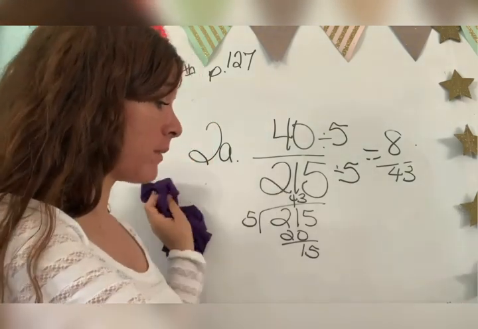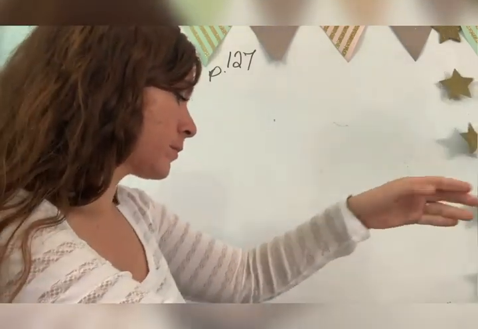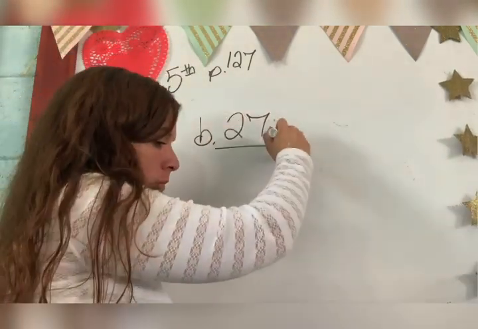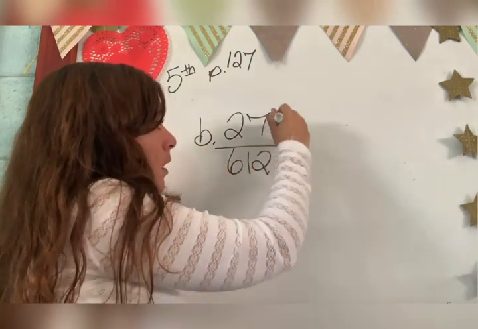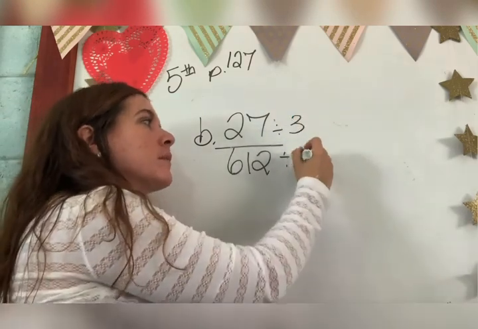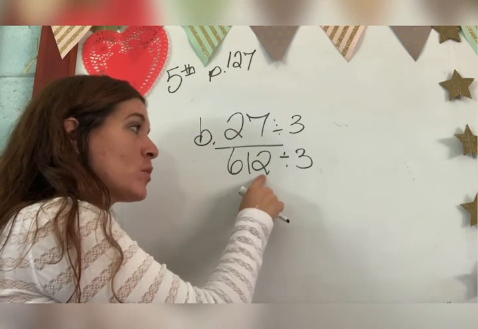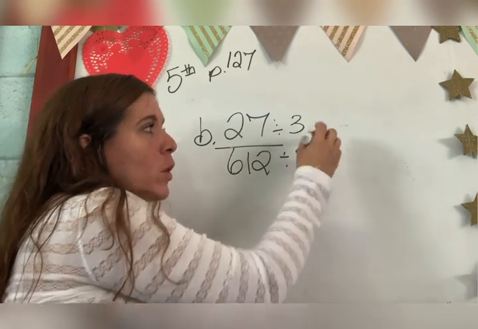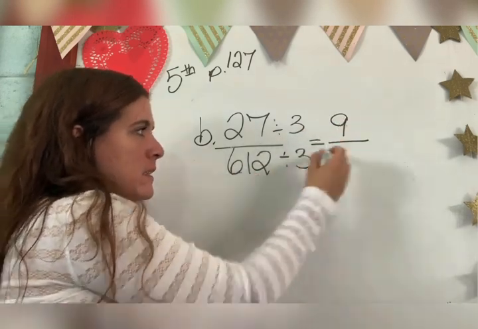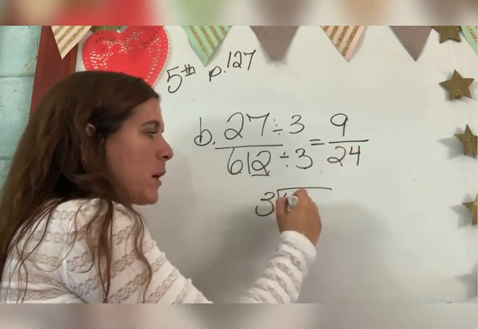Okay, let's look at letter B. I know that this one you can't do 2 because it's 27, but I can do 3, so I'm going to try 3. And we know the rule for 3 is to add the digits up. 6 plus 1 is 7, 7 plus 2 is 9, 9 divided by 3 is possible. So that works. 27 divided by 3 is 9, and this divided by 3 is, 3 into 6 is 2, 3 into 12 is 4.